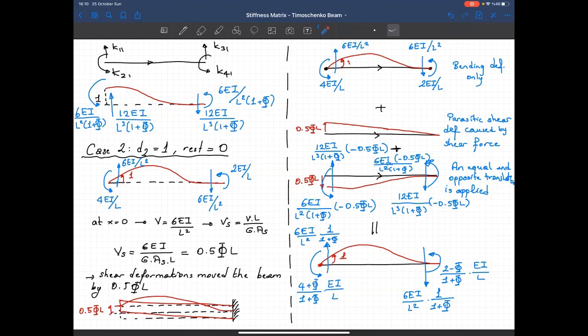You can actually continue like this, do case 3 and case 4, and once you do that, you obtain all the coefficients that you need to form a 4x4 stiffness matrix for the bending deformations with shear that involves the shear deformations. And we gave you the matrix in the tables. You can see the stiffness matrix for a Timoshenko beam element.